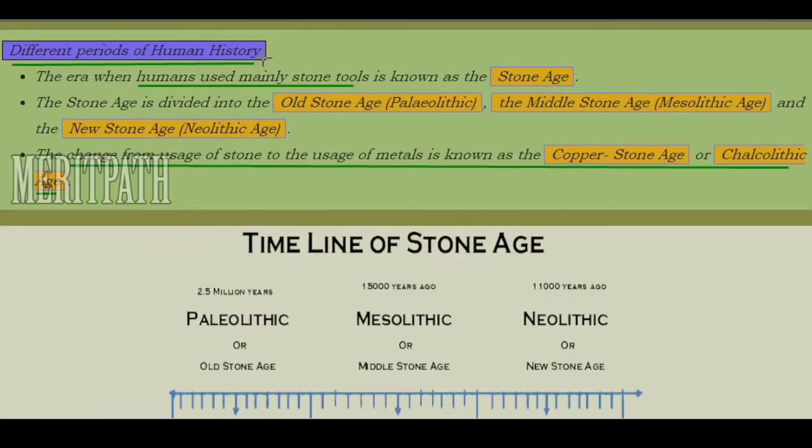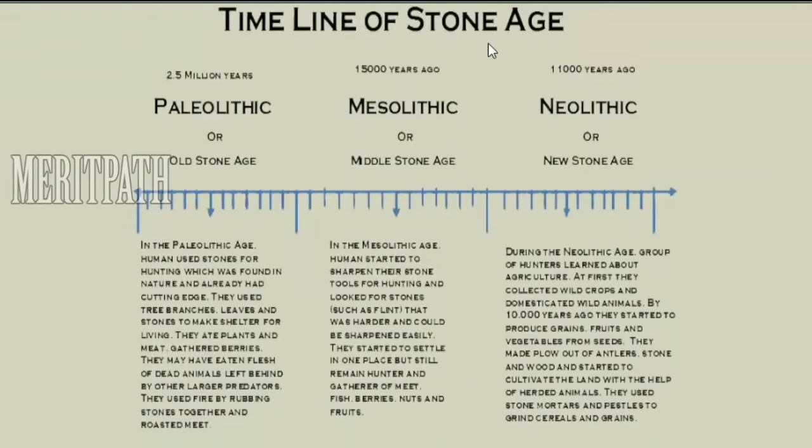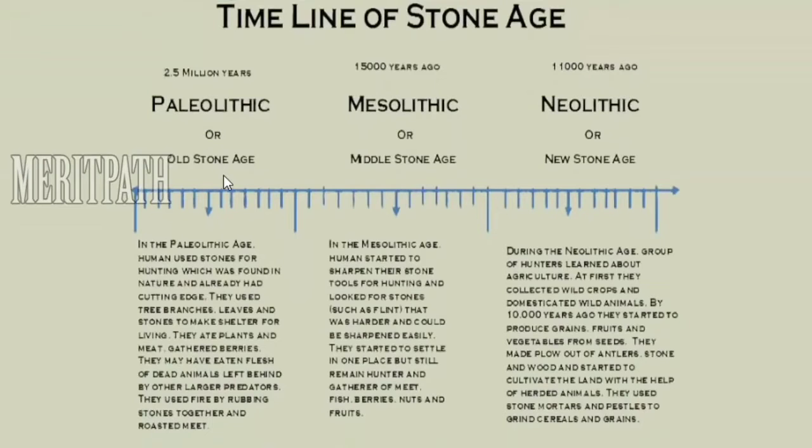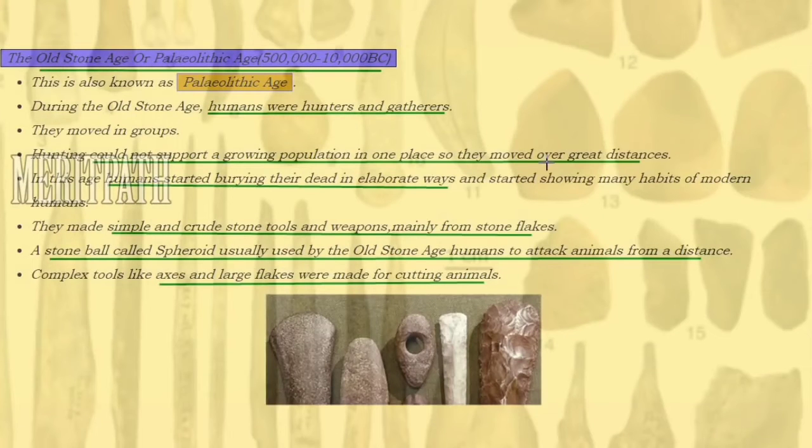So let's see the different periods of human history. Humans mainly used stone tools. When stone tools were used, it was known as the Stone Age. This Stone Age is again divided into three ages: Old Stone Age, Paleolithic; Middle Stone Age, Mesolithic; and New Stone Age, Neolithic. Then the Stone Age ended and the usage of metals started. Metal weapons were used. Then came the Copper Stone Age or Chalcolithic Age. This is the timeline of the Stone Age. Stone Age was divided into Paleolithic or Old Stone Age, Mesolithic or Middle Stone Age and Neolithic or New Stone Age. Let's study the types of Stone Ages.